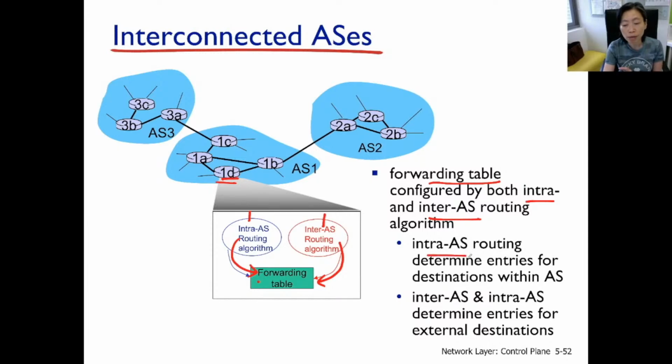The intra-AS routing determines the entries for destinations within the AS. And inter-AS determines entries for the external destinations. To be precise, the inter-AS determines which gateway router you should be passing the data to. But intra-AS will also be telling 1D to go to that particular gateway router, what is the right way. So you see here the interplay of inter-AS and intra-AS routing for packets going outside of the AS.